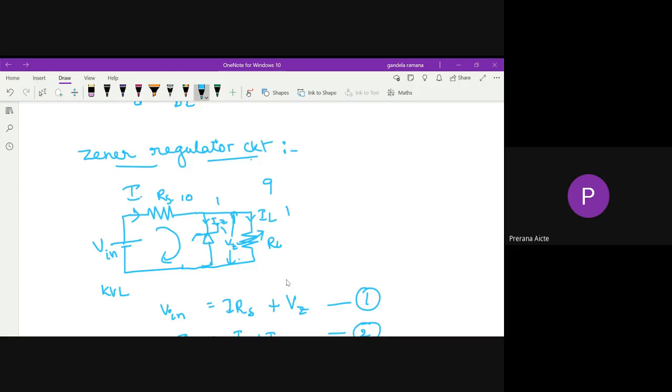So we want to find the maximum current. Suppose they are given to us, so this will vary.